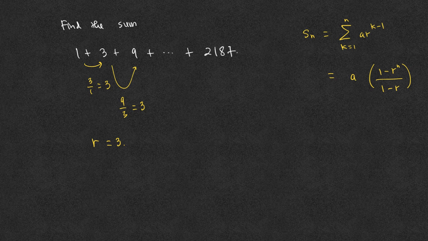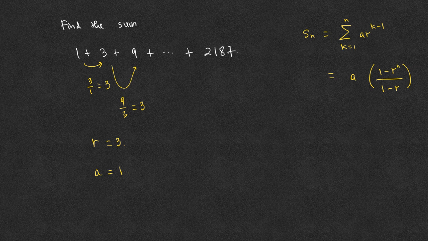To use this formula, we need to know a. In this case, a is 1. It is the initial or first term. We need to know r. r is 3, which we computed as the ratio of two consecutive terms. But also we need to know n, and we don't have that information.